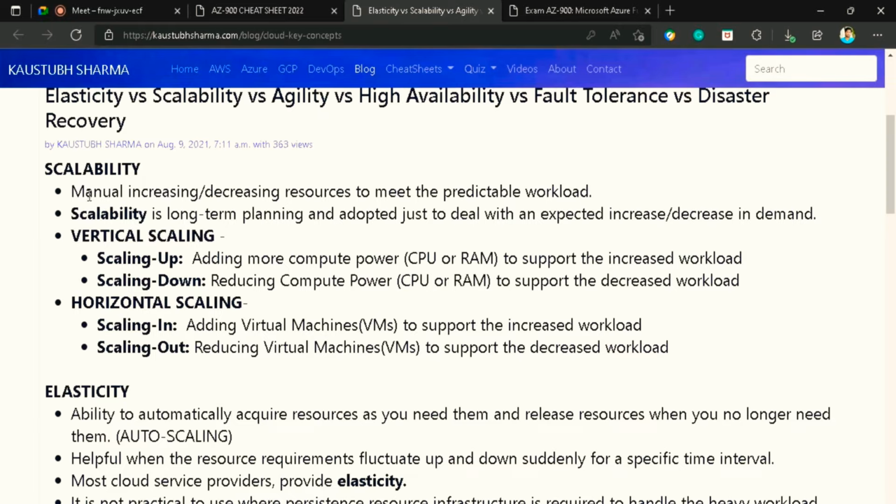Scalability is the manual increasing or decreasing of resources to meet the desired workload or the predictable workload. Let me explain what it is actually doing. Just like you have a website on a server. You have taken a server from the Azure cloud and you are hosting a website on it. Suppose that website is an e-commerce website, and now the Deepavali sale is coming. On the Deepavali sale, definitely people will approach that website very fast, right? More people will approach that website on any type of sale, right?